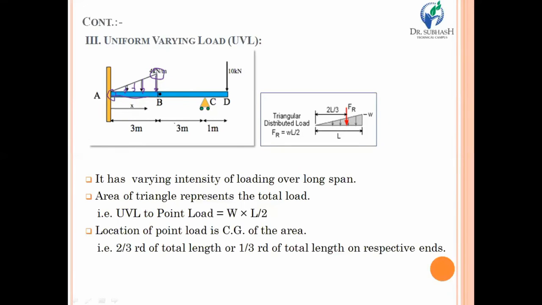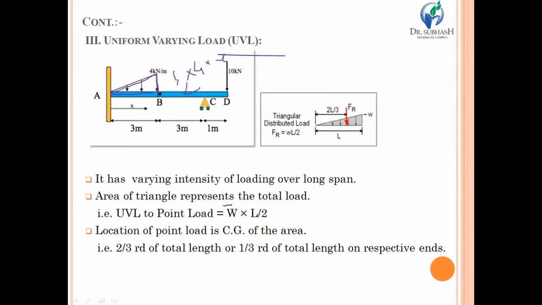Generally, as we have discussed in case of UDL, similarly, first of all, you have to convert this UVL into point load. And it's very easy to convert this UVL into point load. Just simply, you have to find out the area of the triangle. That is 1/2 multiplied by the height, that is 4, and the base, that is x. If you are calculating the area of that particular UVL, you will have the conversion of UVL to point load.